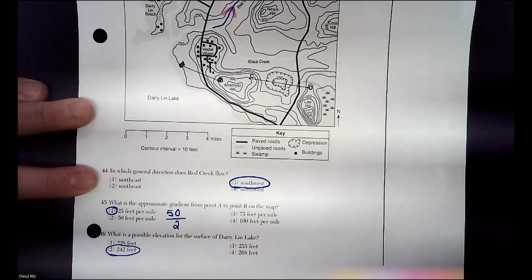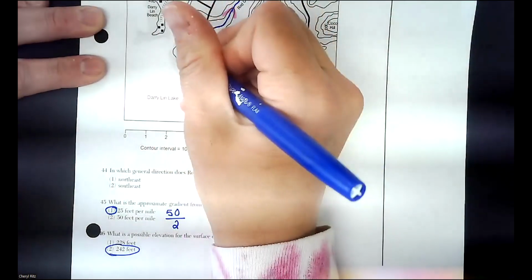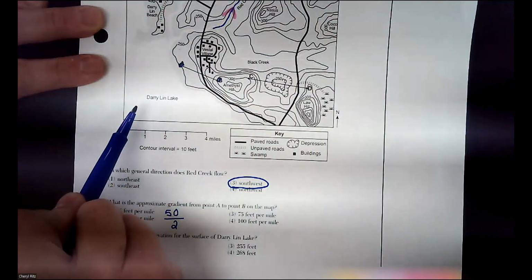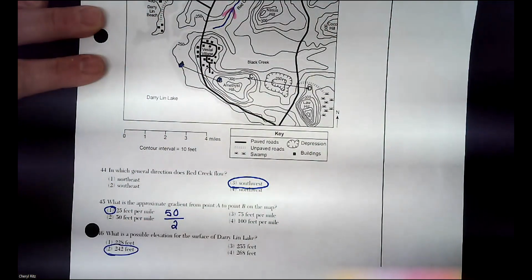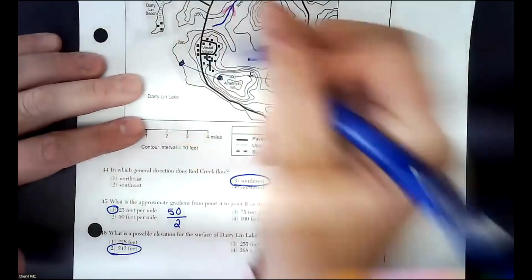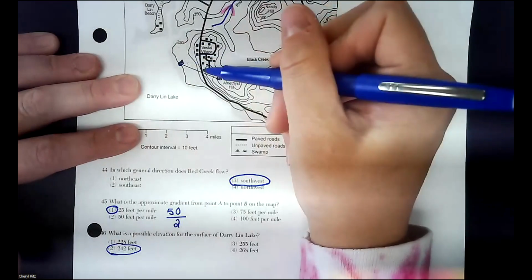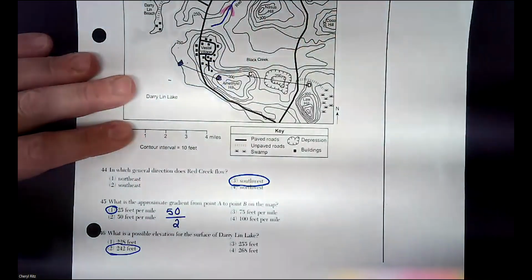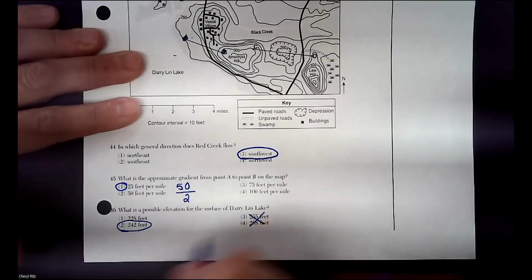And snow contour. Okay, so there's 2 things you got to look at. So right here is the 250 line. Is Dairy Lynn Lake higher or lower than 250? Okay, because if it was higher, what would happen? It would kind of spill out. Yeah, it would overflow. So we know that this is lower. Plus, you also know it's lower because when you went this way, the numbers went up. So you know that this is lower than 250. Oh, yeah. So there was only 2 choices that were lower.